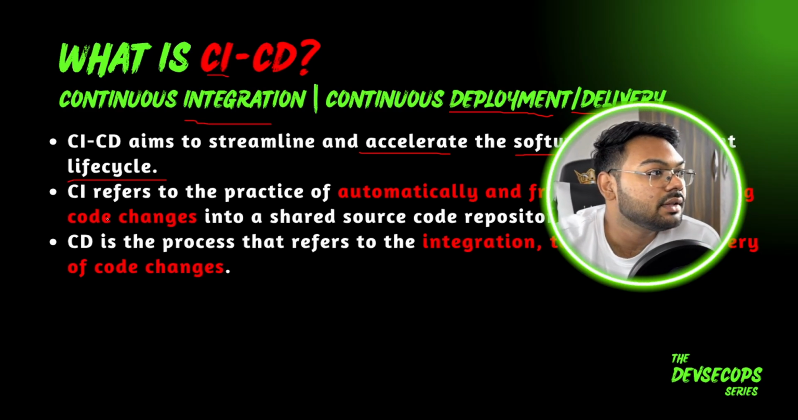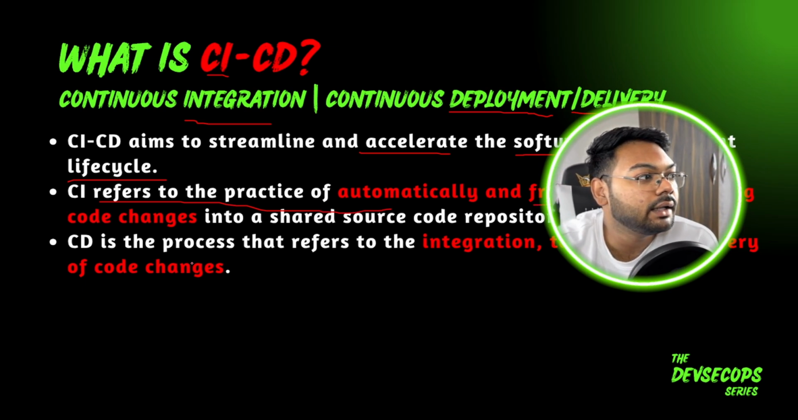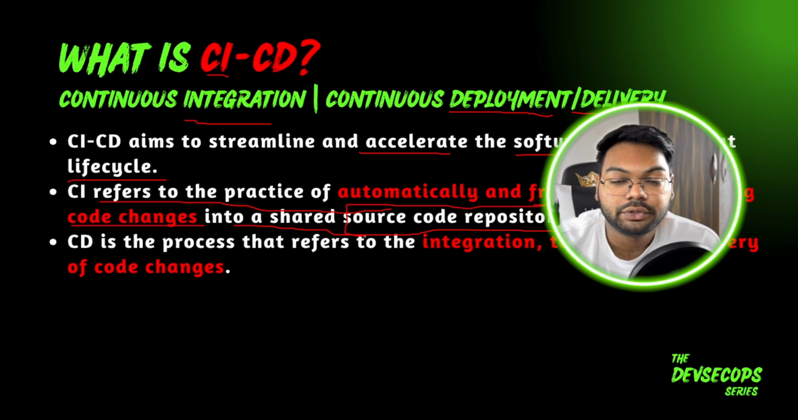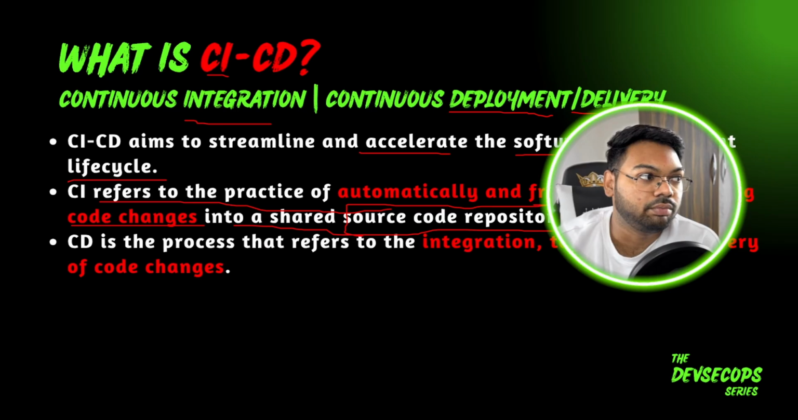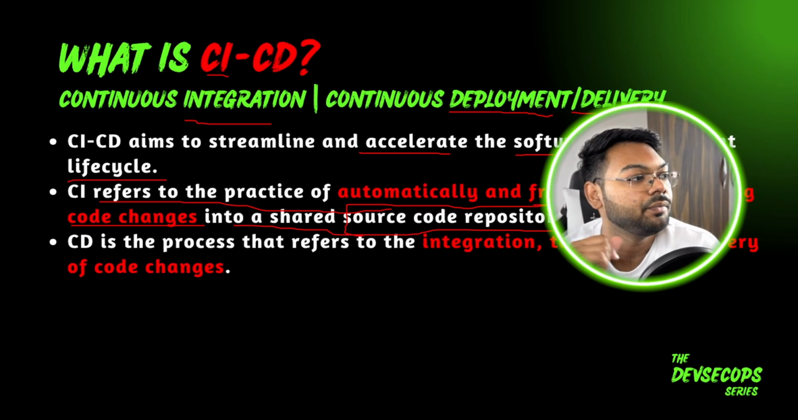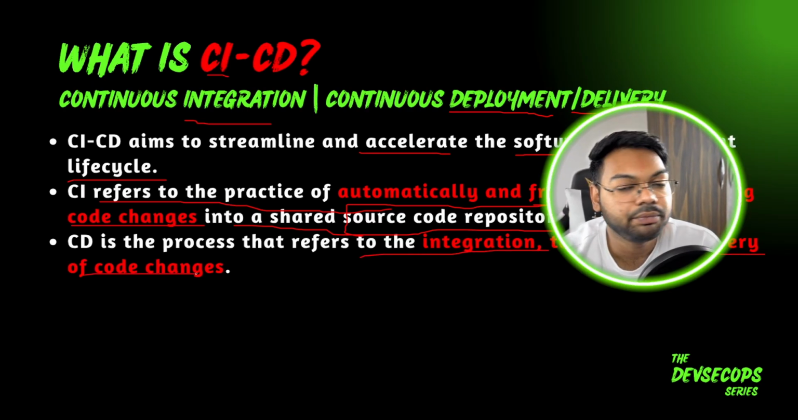So CI refers to the practice of automatically and frequently integrating code changes into a shared source code repository. So a source code repository for all of the code for the application. Whatever frequent changes the developers are making should be integrated in that code base. So that is what comes under the integration phase. And CD is the process that refers to the integration, testing, and delivery of code changes.